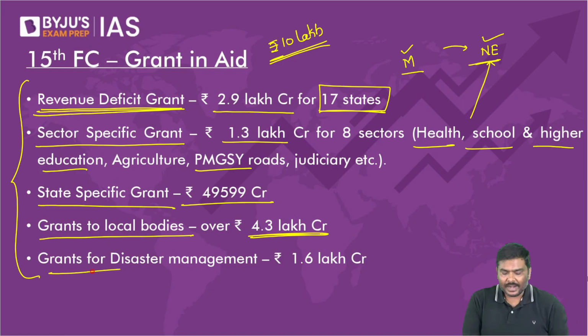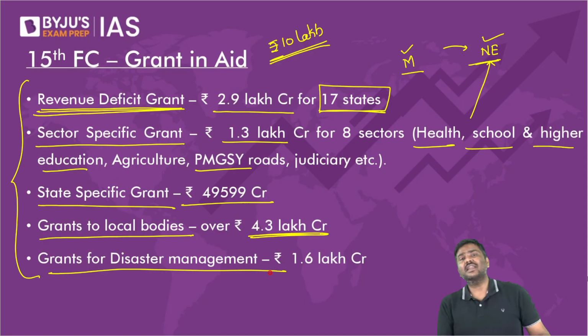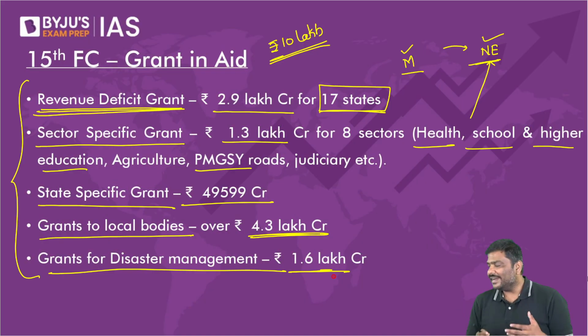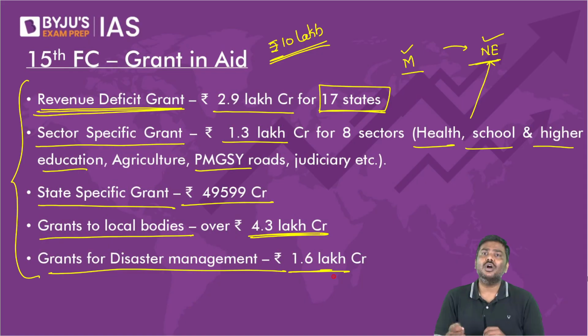For disaster management, 1.6 lakh crore worth of grants have been awarded under the 15th FC. Many of you are asking, sir, should we learn all of them by heart? My recommendation, please do. Should you mug it up? Please do, because UPSC can ask you a question only on the grants under the 15th FC. You should have certain data to write. So these are certain grants which have been recommended.